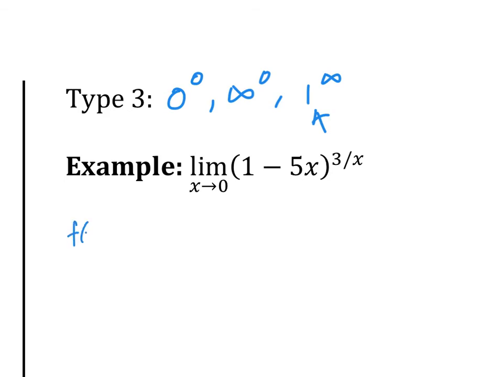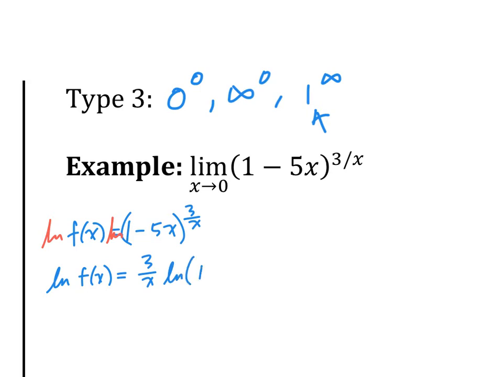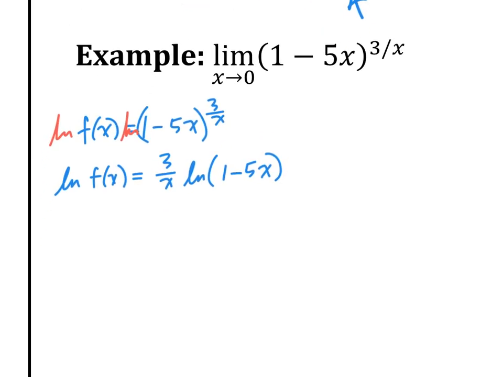So I'm going to just say that this function is equal to 1 minus 5x to the 3 over x. And then what I'm going to do is take natural log of both sides. That way I can get the exponent down. You just need to remember that you did take natural log of both sides. So you did change this function. So when you're finding the limit, you're not actually finding the limit of the original function. You need to go back and fix that number later once you do have the limit.